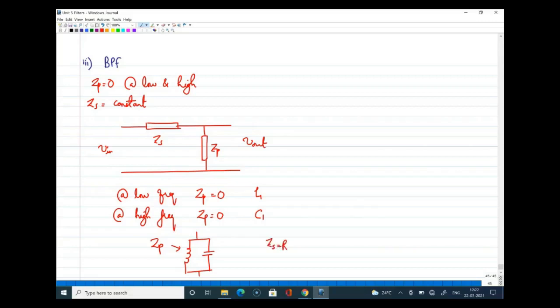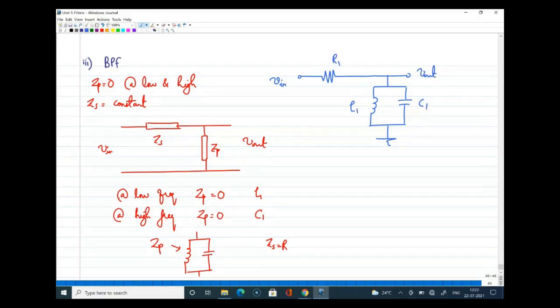So with that, we can say that if you have a structure of this form, where you have a series resistance, and these two elements here in parallel, this can definitely give you a band pass filter. So this is V in and this is V out. So this is L1, C1, and this is R1. Right. So I hope this is clear.